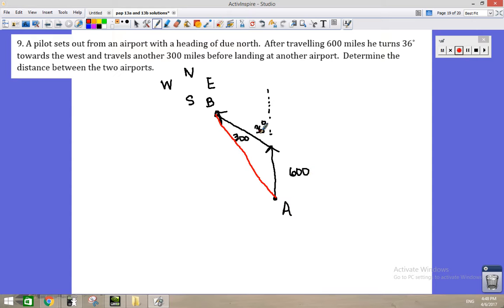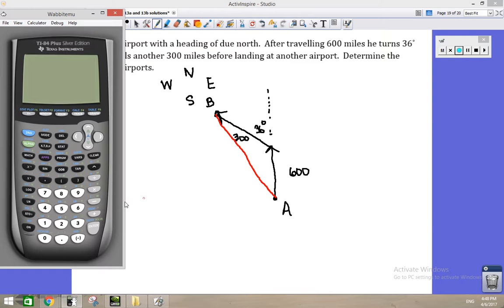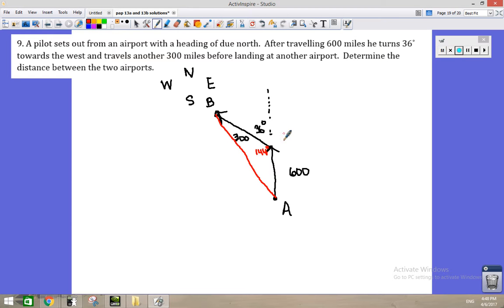Now, the 36 degrees is not an angle that's inside my triangle, but I know that right here is a straight angle. I know that this angle inside this triangle has to be the supplement of 36. So if I take 180 minus 36, I'm getting tired and I don't want to make a silly mistake. 144, that's what I thought. 144 degrees.